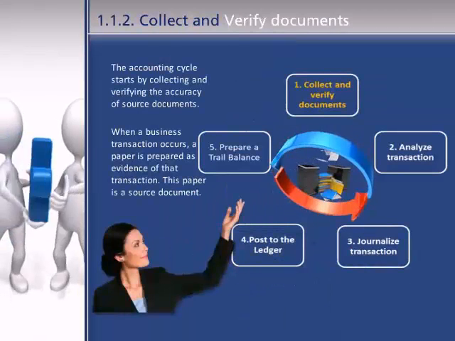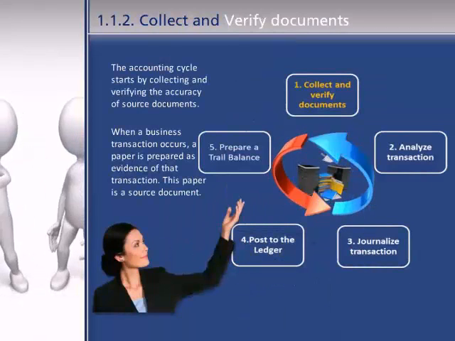The first step in the accounting cycle is collecting and verifying source documents. The business owner, accountant, or accounting clerk, depending on the size of the business, uses source documents generated by business transactions to keep the records of the business. The accounting cycle starts by collecting and verifying the accuracy of source documents. One important activity is to check the arithmetic on each source document.